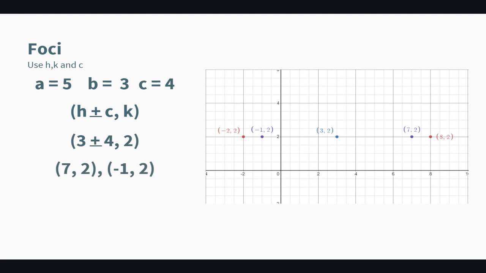So, since we have the values of our h, k and a, b, and c, it would be easier for us to get the foci. The foci can be solved through (h ± c, k). So it would be 3 ± 4, and 2. So 3 plus 4 is 7, and 3 minus 4 is negative 1, which gives us the coordinates (7, 2) and (-1, 2).